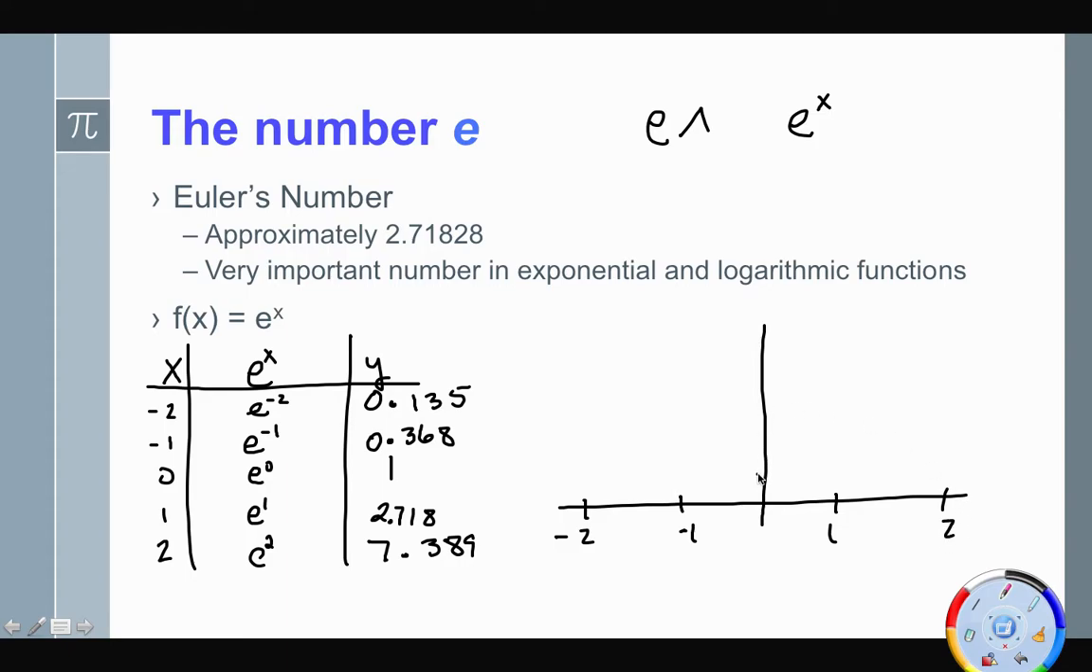And here we have 1, 2, 3, 4, 5, 6, 7. Let's go up a little bit more and go up to 8. All right, and then we can go ahead and plot some coordinates. So 0.135, that's pretty close to the axis. 0.368 is up just a little bit more than a quarter. e to the 0 was 1. e to the 1 is 2.78. And e squared is 7.4 approximately.